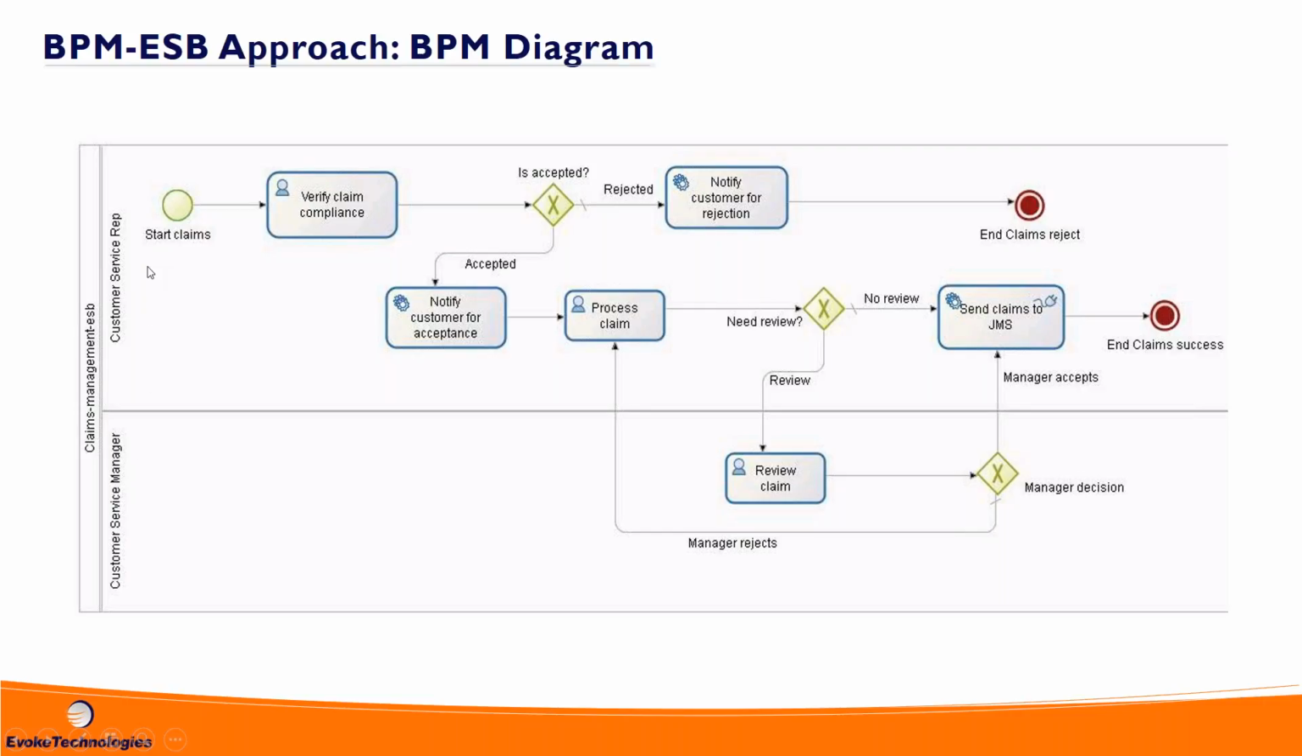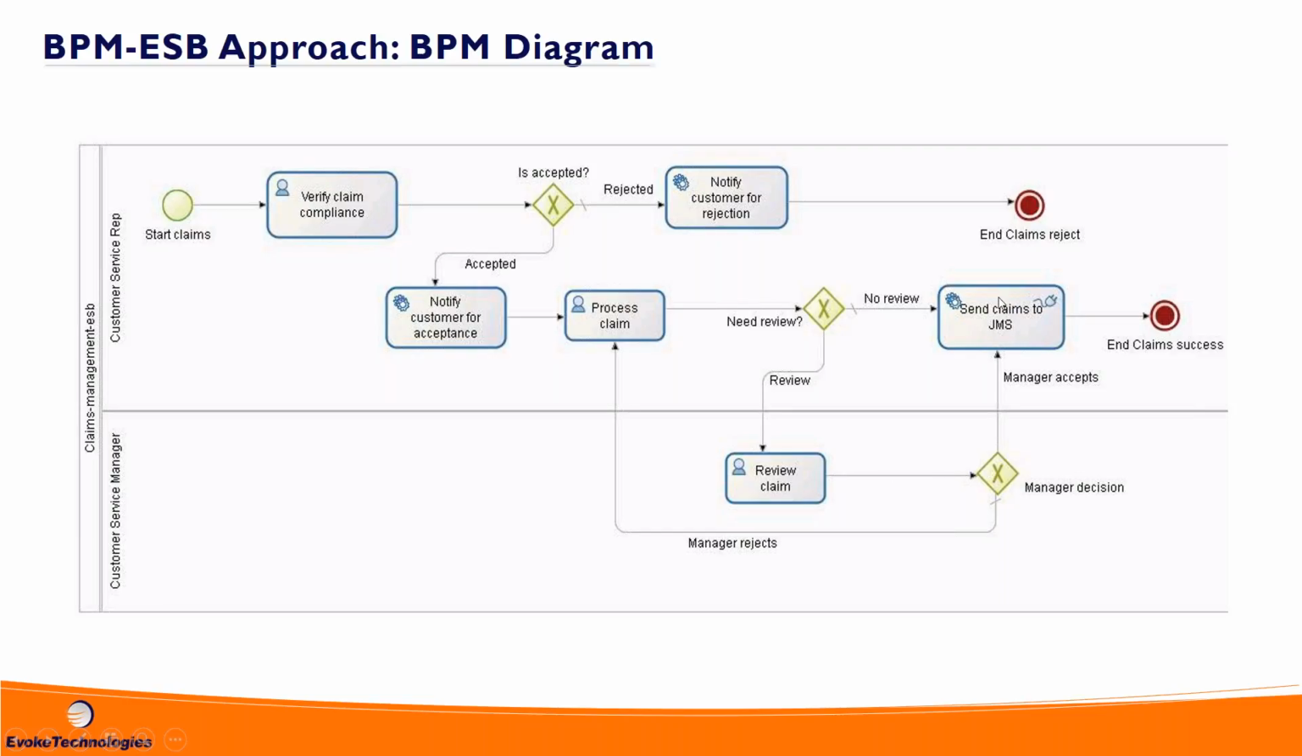So once the ESB engine kicks off a case into the workflow engine, a task will be created for the customer service representative to verify the compliance of that claim request. Once the representative verifies the compliance of the request and it is accepted, another step will be created for the representative to continue with the processing of that claim. Once processing is done by the representative, it will be sent over to the manager of that representative for the final approval.